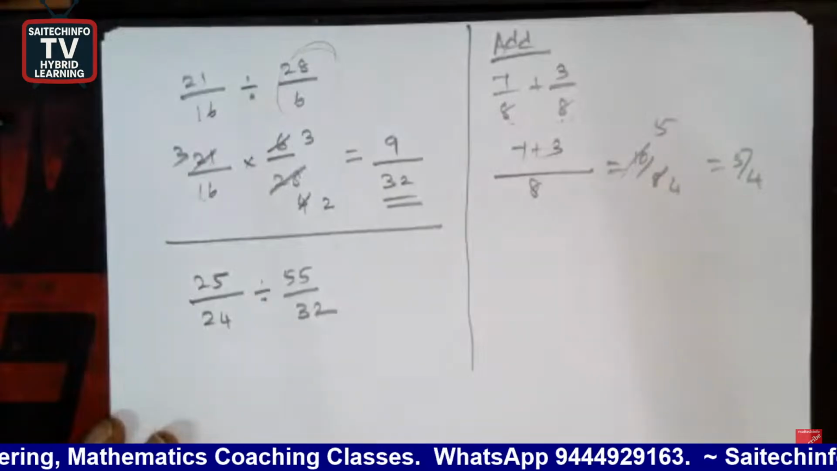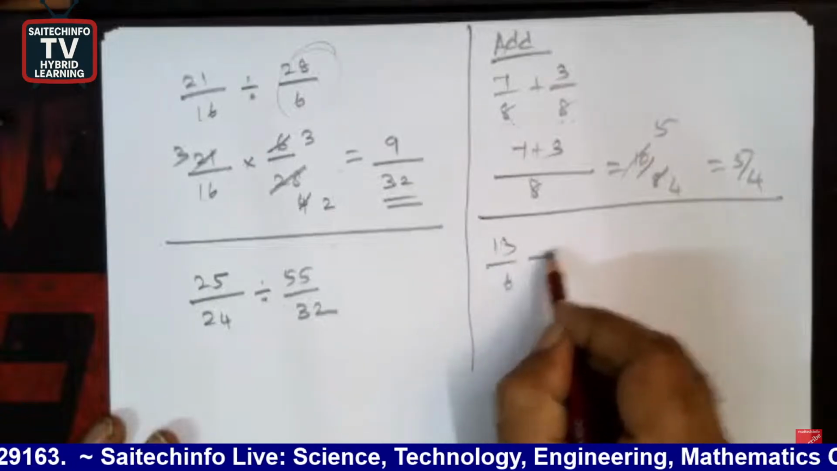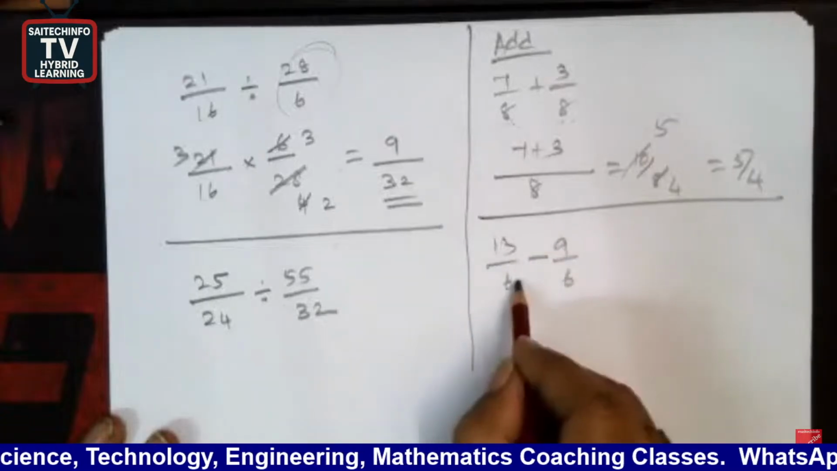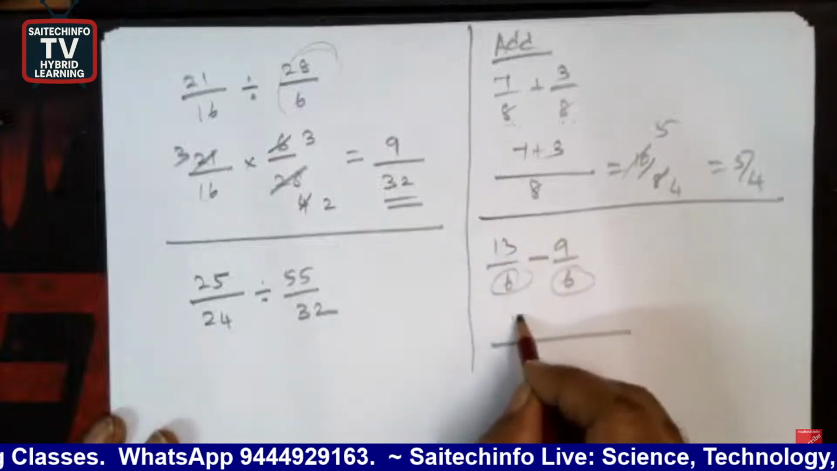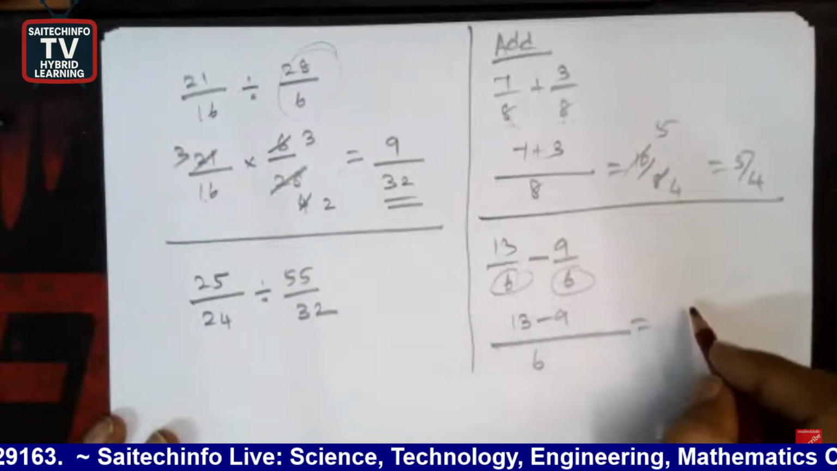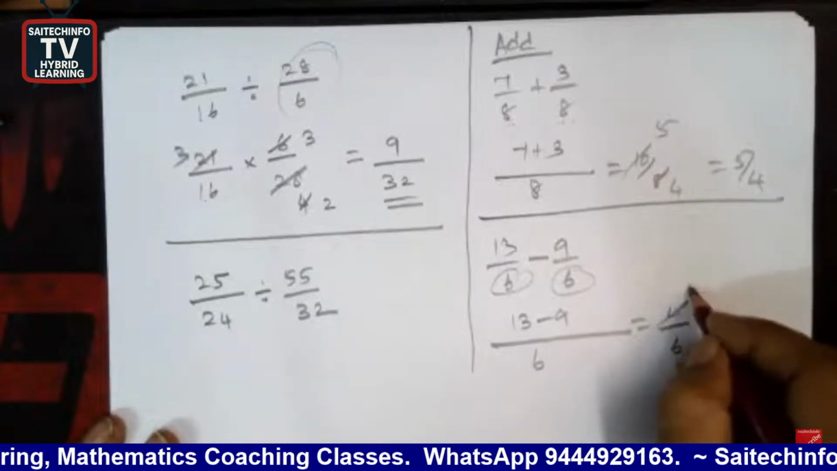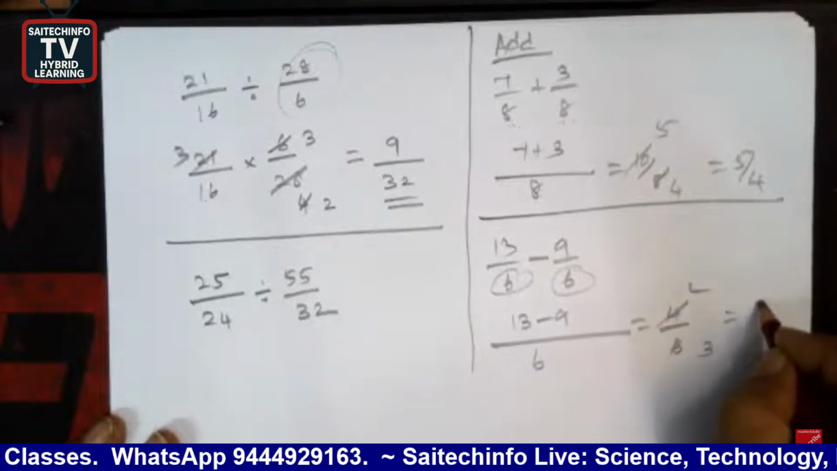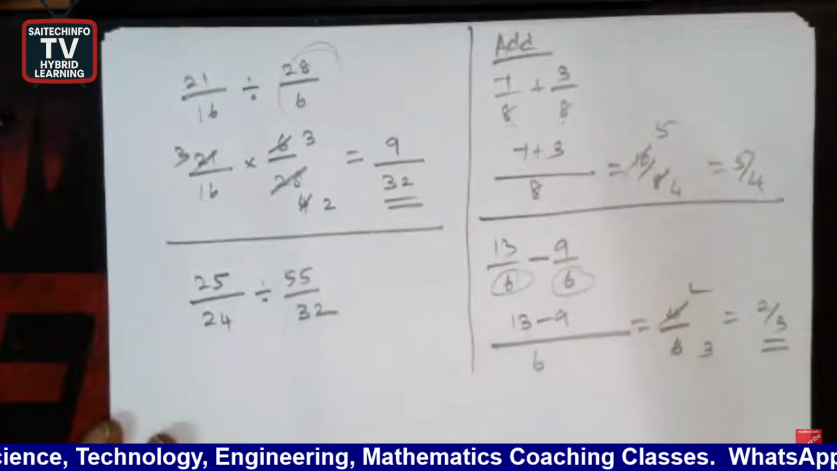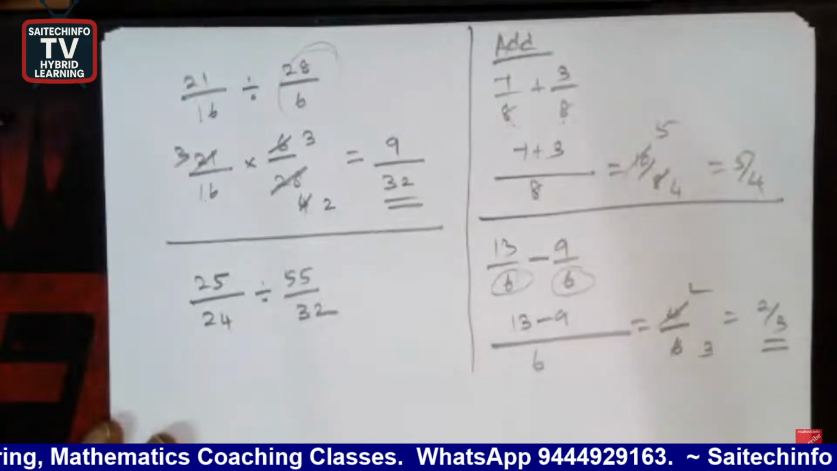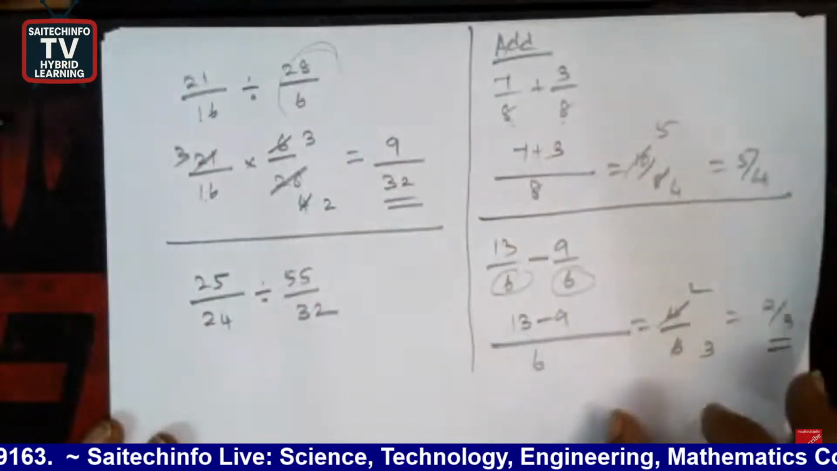Yes, sir. Let me try another sum. 13 by 6 minus 9 by 6. So both of them are 6. So you can put 6 common. And then you can write the same number 9. So 13 minus 9, how much? 4 divided by 6. Now you can reduce, 2 2s are 4, 3 2s are 6. So 2 by 3 is the answer. Okay. So this is the case with what? The addition of fractions with the common denominator.